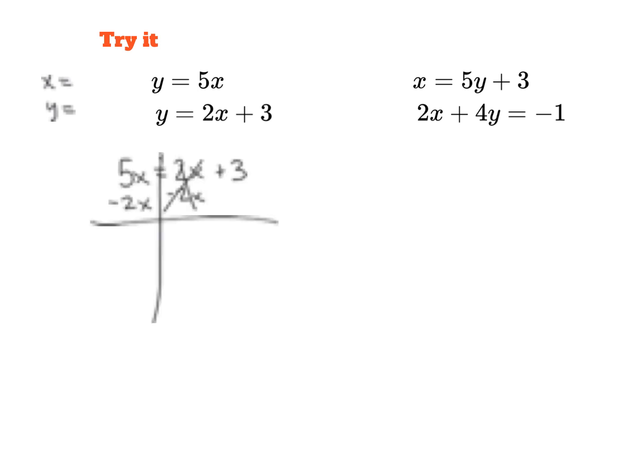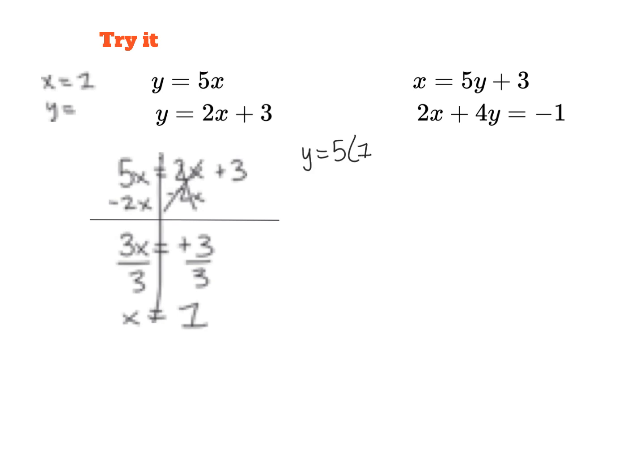5x minus 2x is 3x, equals 3. Okay, divide by 3, and I get x is equal to positive 1. With that positive 1, I'm going to insert it back into this first one. You can choose either. I just like putting it back into the easier one of the two. 1 times 5 is 5. My y value should equal 5.